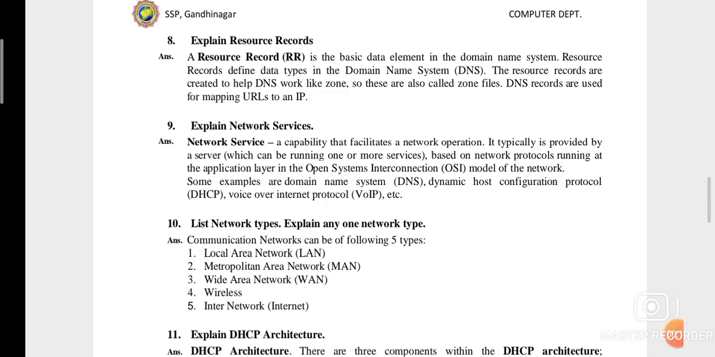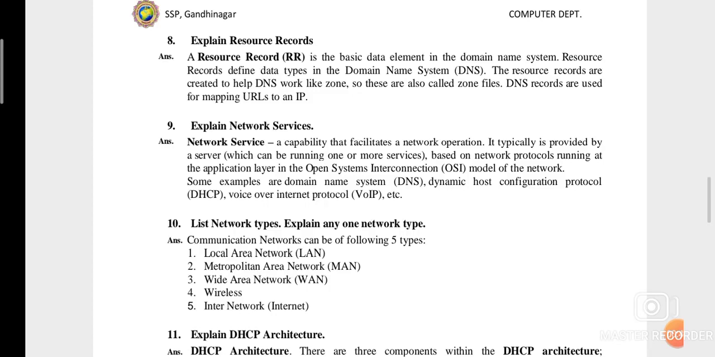So dear all students, we have already seen various types of questions and answers regarding our GTU exam of chapter number 1 having 2 marks. We have already seen in previous video lectures a total of 7 questions with their answers of our GTU exam. Now in this lecture we are going to discuss the continued question number 8, explain resource record. So resource record stands for RR.